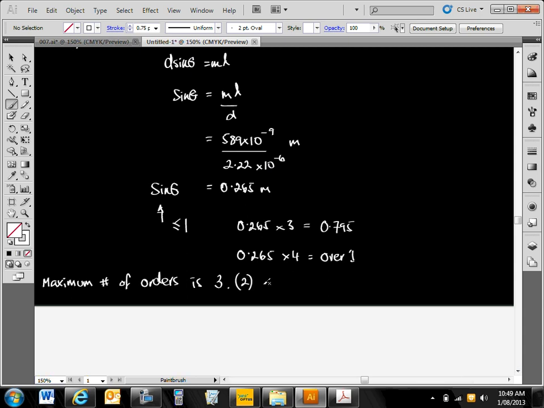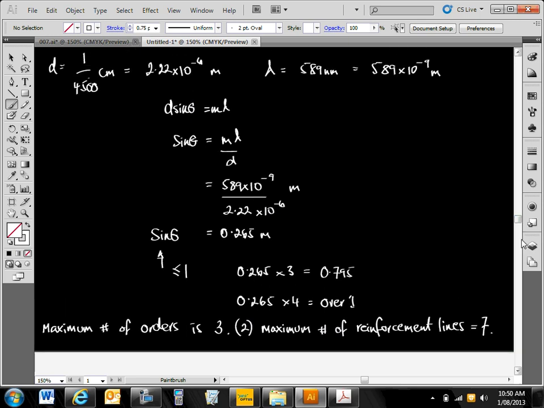So the maximum number of reinforcement lines equals 7. Dividing 1 by this number is probably a quicker way than using trial and error.